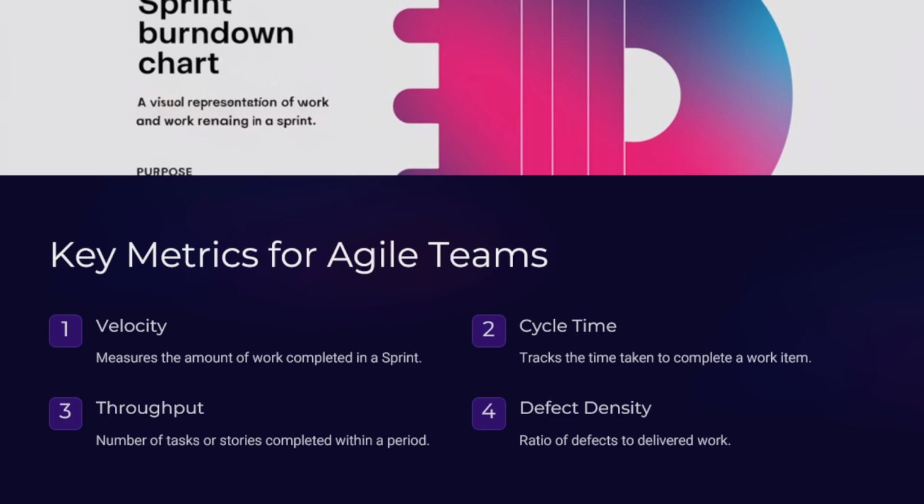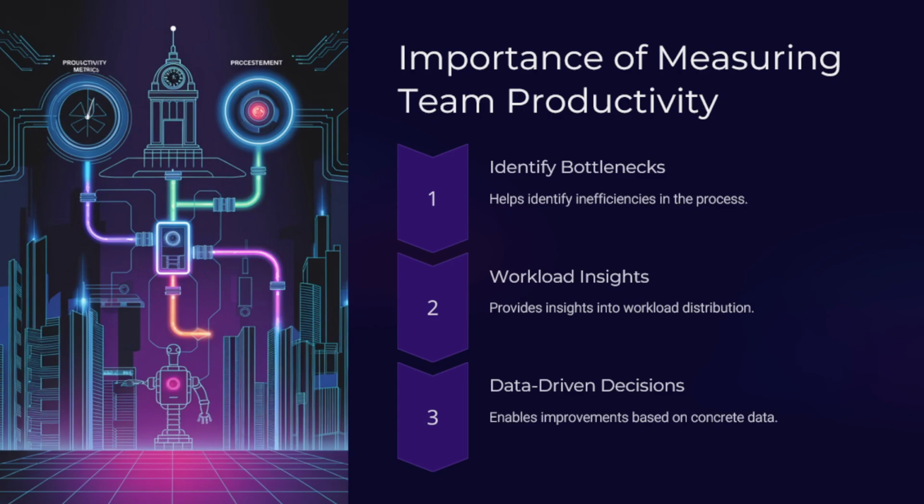So some of these key metrics for agile teams include velocity, cycle time, throughput, and defect density, which highlights the quality of the deliverables. Velocity is calculated per sprint, cycle time is the time needed to complete these tasks, and lead time, which we have looked into, is the time needed for a work item to go through the entire process. Also, the defect density.